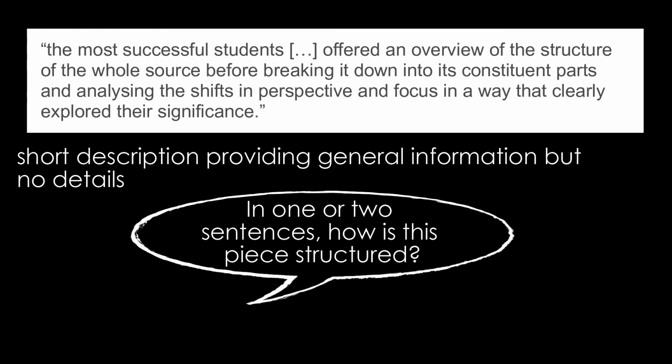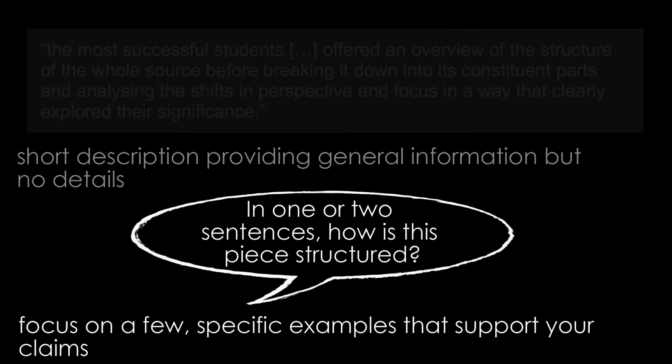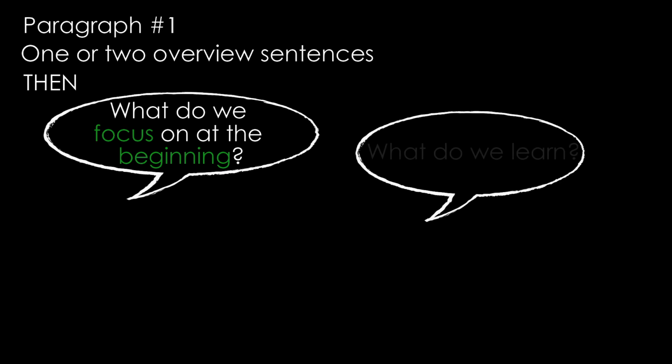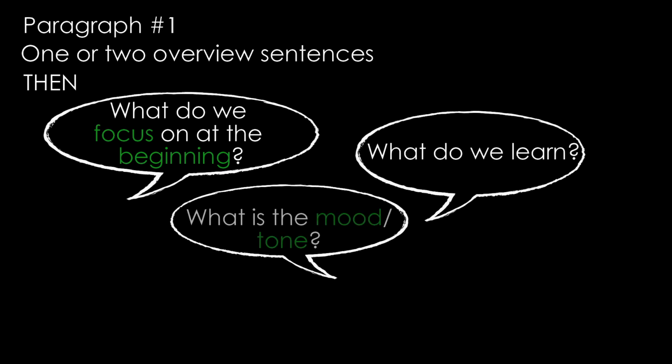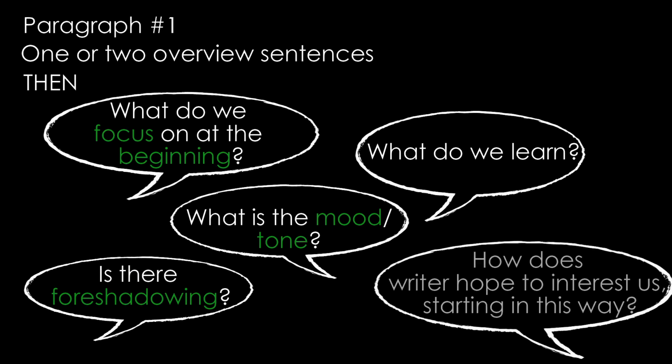Once you have briefly and generally talked about the structure of the piece as a whole, you should then go on to focus on a few specific examples that support the claims you've made in your overview sentence. A typical answer might go as follows. Paragraph number 1. One or at the most two overview sentences. Then, what do we focus on at the beginning? What do we learn? What is the mood or tone? Is there foreshadowing? How does the writer hope to interest us by starting the text in this way?